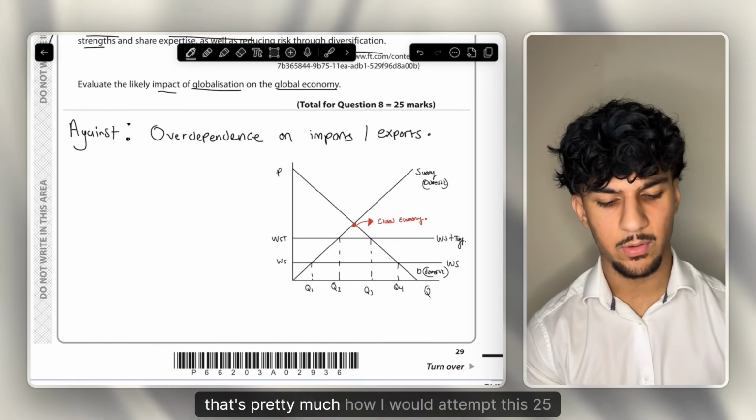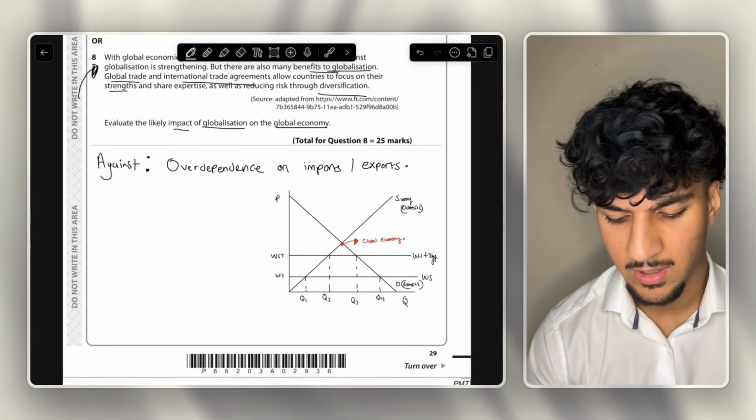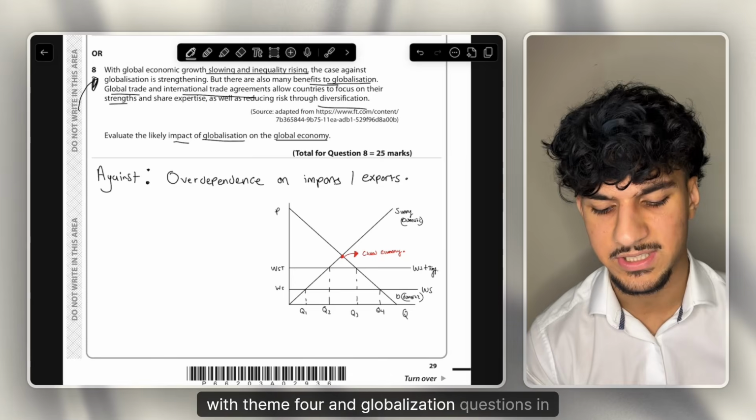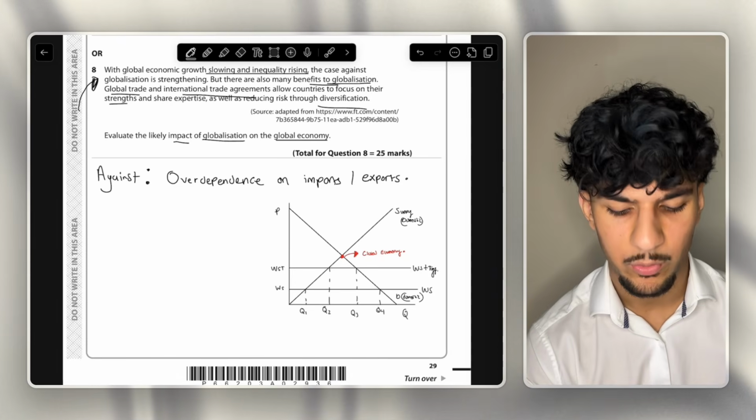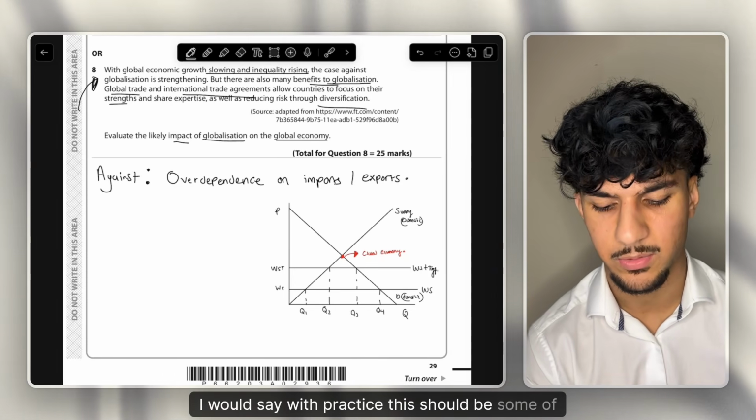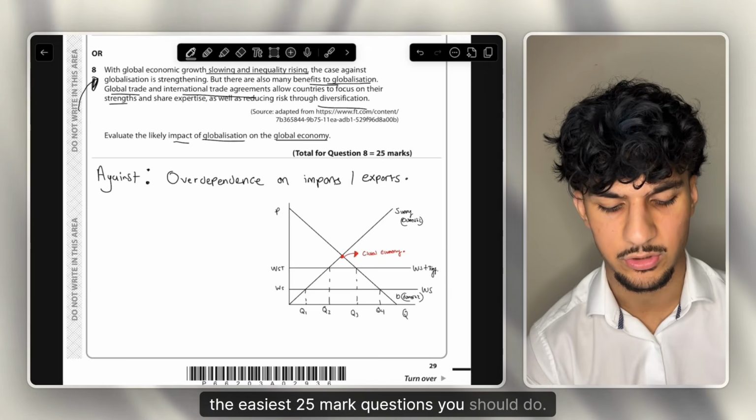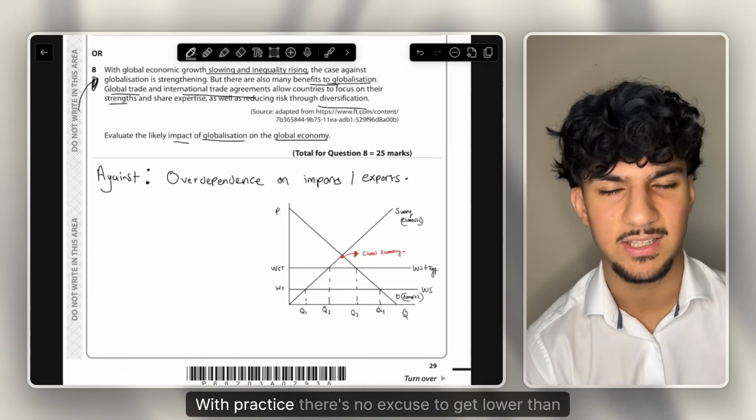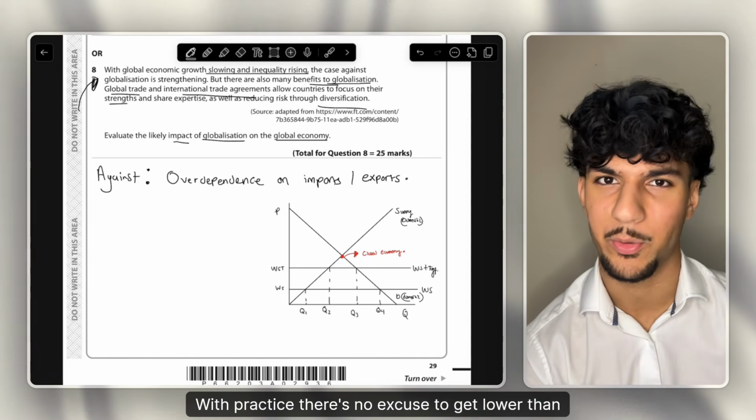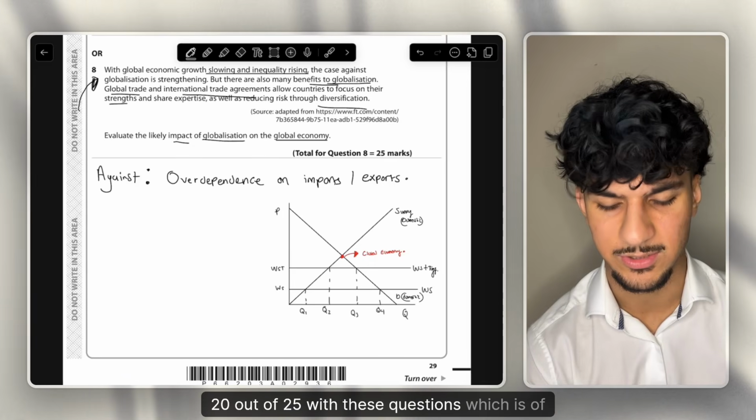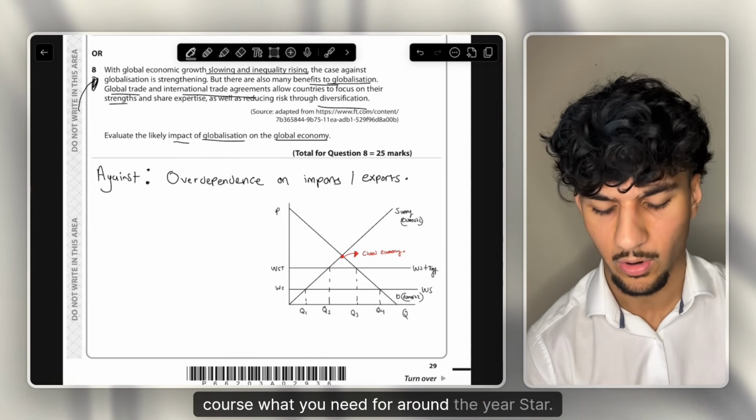So yeah, that's pretty much how I would attempt this 25 mark question. With Theme 4 and globalisation questions in particular, I would say with practice these should be some of the easiest 25 mark questions you do, and with practice there's no excuse to get lower than 20 out of 25 with these questions, which is of course what you need for around the A star.